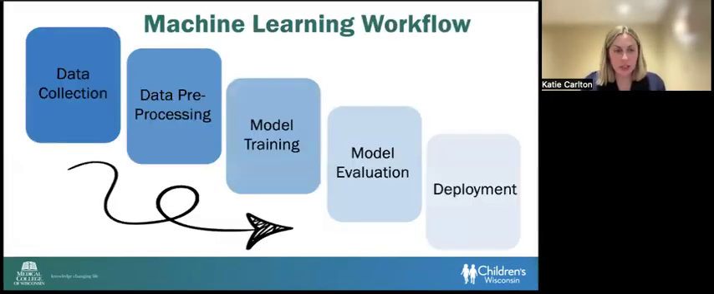So, how do you use machine learning? There's a five-step process. First, you have to collect the data. You have to pre-process the data, put it into your model and train your model. Then you have to evaluate your model, and then you can deploy it into your system.